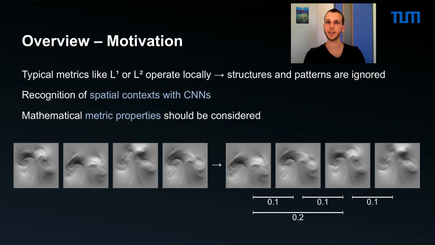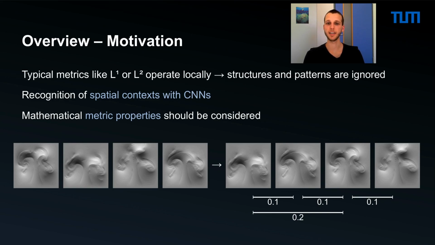Instead, one could use an L2 or an L1 distance to compute distances between the simulation frames and then order them accordingly. But the main issue with that is that structures and patterns are entirely ignored by these metrics because they only operate on a single pixel-wise basis. Instead, we propose to use convolutional neural networks because they can recognize these spatial contexts and are much more suitable for a similarity evaluation. Also, a metric has to follow certain mathematical properties, which we will consider here as well.